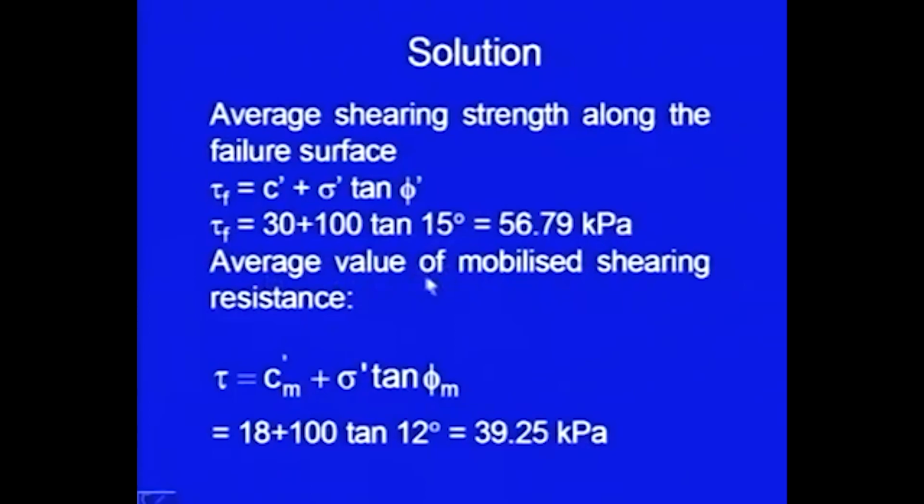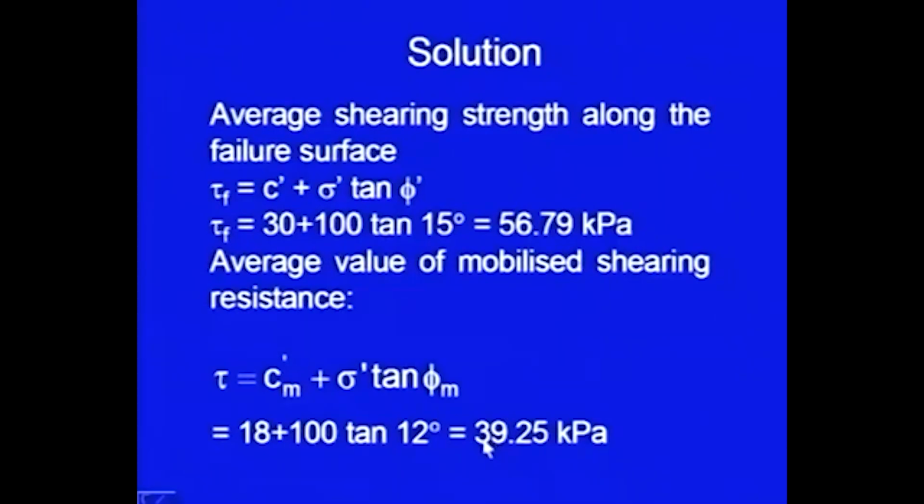Now, the average value of mobilized shearing resistance. See what is being mobilized. Cm and phi m give us the shear strength that is being mobilized. So, tau equal to Cm dash, same equation, instead of C dash put Cm dash, instead of phi dash put phi m, or you can call it phi m dash also. So, Cm dash plus sigma dash tan of phi m dash, Cm dash is 18, sigma dash is 100, phi m dash is 12, and you get the mobilized shearing resistance 39.25.